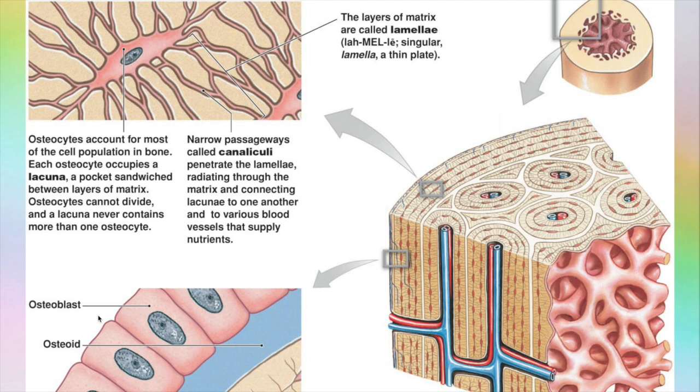The next cell type we're going to talk about are osteoblasts. Osteoblasts produce new bone matrix in a process called ossification or osteogenesis. Osteoblasts produce proteins, and the main one is collagen, and other organic components of the matrix. And this matrix is called osteoid. Calcium salts are deposited in the matrix or osteoid, then converting it to bone.